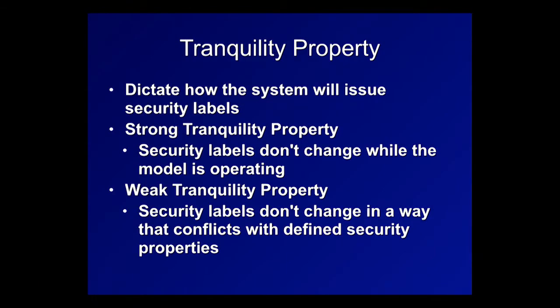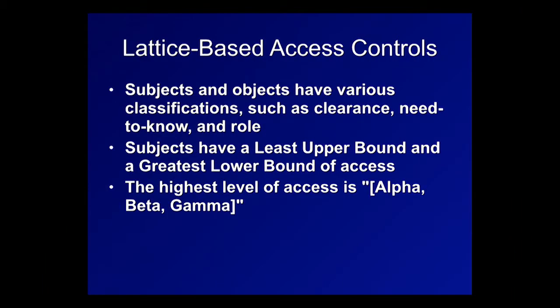There's a tranquility property, which says security labels don't change while it's operating. There's a weak tranquility property, which says labels can change, but they don't change in a way that breaks security. Anyway, there are lattice-based access controls wherever you have various kinds of classifications like clearance, need to know, and role. So there's more than just one dimension, not just up and down, but there's need to know sideways and role, which might be another way. And then you'd have various levels here. That's the lattice-based model, where you'd have these things like alpha, beta, gamma to reference your available motions in 3 dimensions through this complicated world of security.